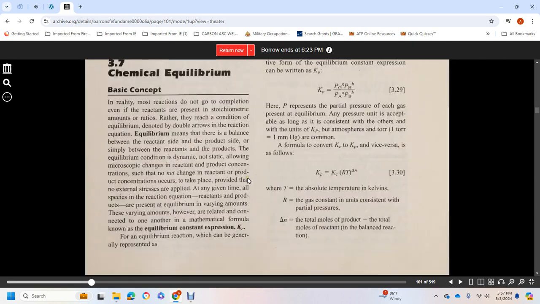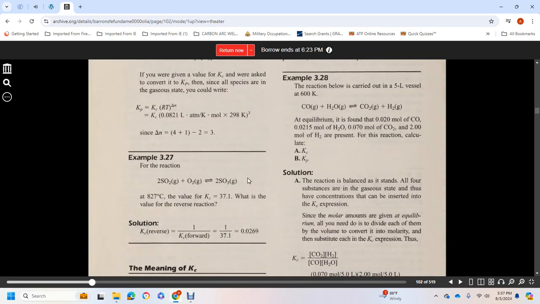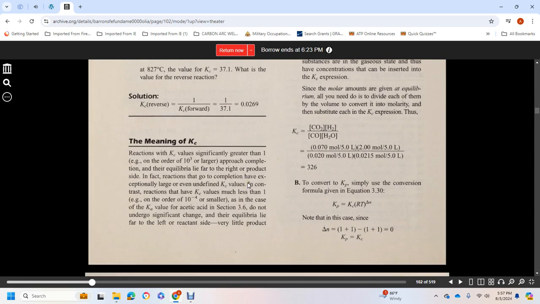Meaning of the equilibrium constant expression. Reactions with an equilibrium constant value significantly greater than 1, on the order of 10 to the third or larger, approach completion, with the equilibrium lying farther to the right, the product side of the reaction. The expression is exponentially large, even undefined in some cases. In contrast, reactions with equilibrium constant values much less than 1, as in this case the K value of acetic acid.